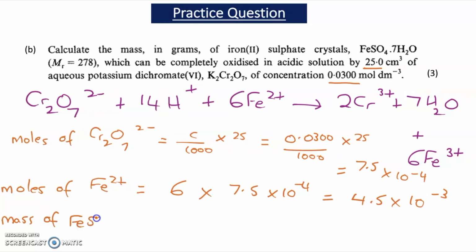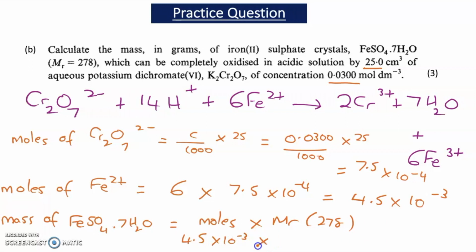Now that I know the moles of Fe2+, I can work out the mass of the iron 2 sulfate crystals, because the iron 2 sulfate crystals has an MR of 278. So I know the moles, I know the MR, and mass is equal to moles times the MR. So if I do 4.5 times 10 to the minus 3, and I times it by the MR, which is given to me in the question, 278, I can find that the mass of iron 2 sulfate crystals is equal to 1.251 grams. Now this is a 3-mark question.